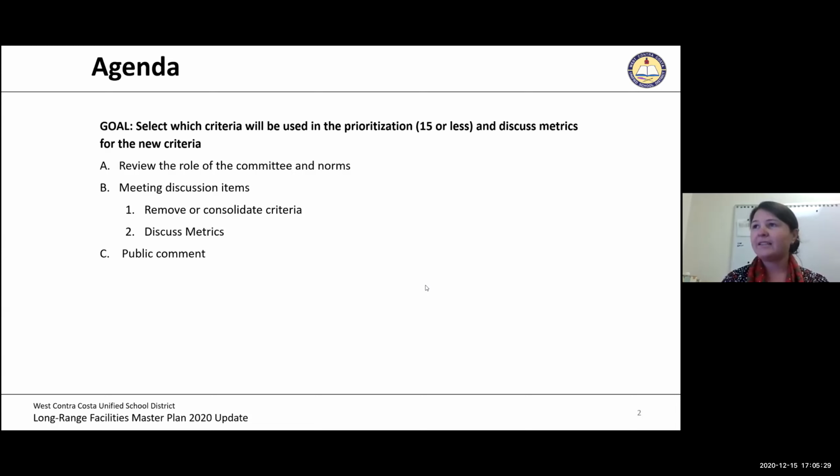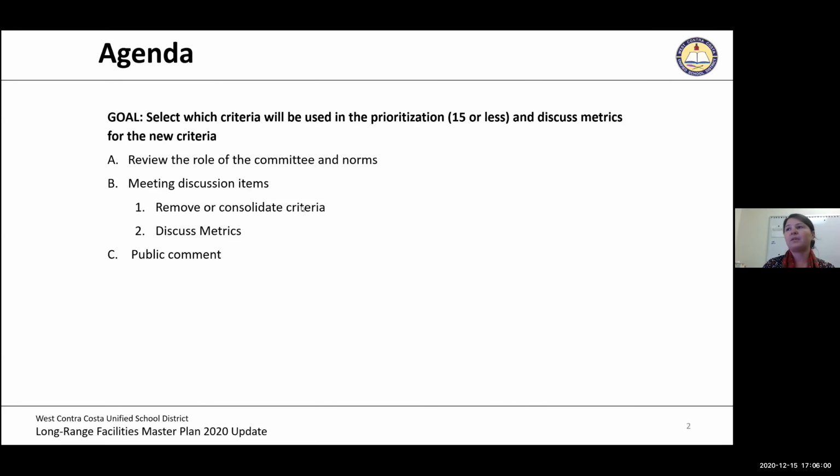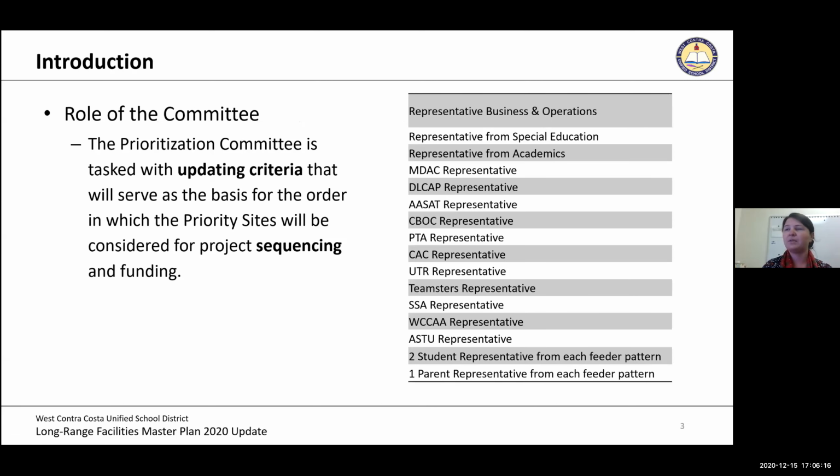So the goal for tonight, again, is setting that 15 or less criteria. Right now we're sitting at 23. We need to get down to 15 or less, and we need to discuss metrics for some of the criteria that are new, just to make sure we totally understand what the criteria we're putting on the list is meant to measure. So we'll quickly review the role of the committee and the norms, then we'll move straight into the discussion of removing or consolidating criteria, and we will end with public comment. If we have any public comment at the end, there will be an opportunity to do that.